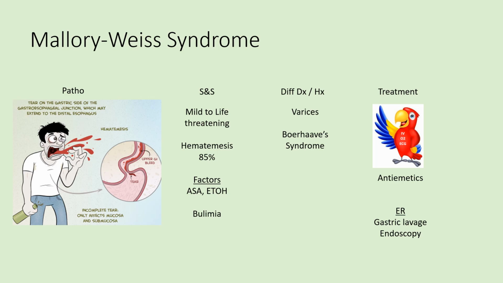Or are they bulimic? Remember, those bulimic patients binge eat and then make themselves vomit because they think they're too fat. Some differential diagnoses, you might think it's esophageal varices or Boerhaave syndrome, and we'll talk about that later in the presentation. Treatments for Mallory-Weiss syndrome are IV, O2, monitor, some antiemetics, and then when they get to the ER, they're going to do some gastric lavage and then put a scope down there and look around.